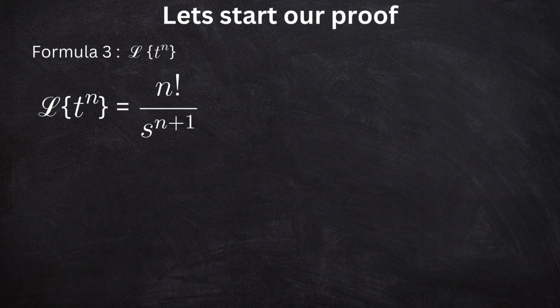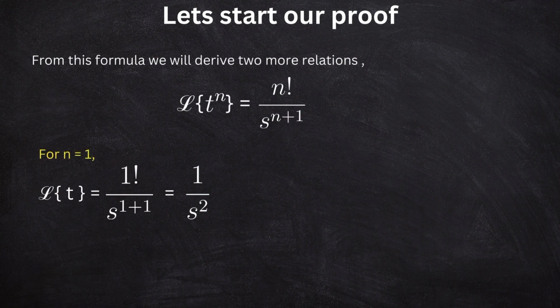There are two very important relations we need to learn. Laplace of t and Laplace of 1. When we put n equals 1 and 0 in the above formula, we find Laplace of t is 1 over s square and Laplace of 1 is 1 over s.